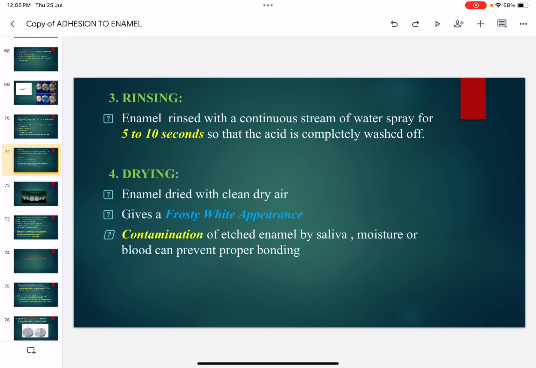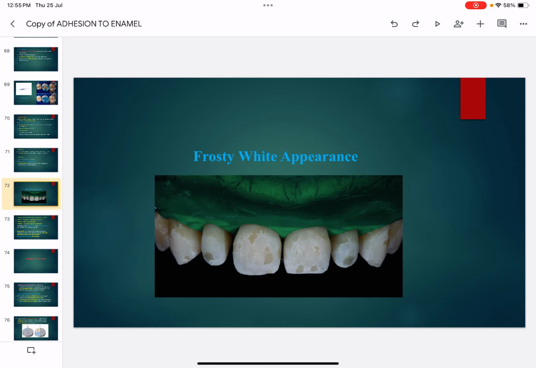This is followed by rinsing with a continuous stream of water for 5 to 10 seconds, followed by drying with clean, dry air, which gives us a frosty white appearance. An important thing to note is that if an etched enamel is contaminated by saliva, blood, or any kind of moisture, it will prevent further bonding and all the etching steps have to be repeated. In this picture, you can appreciate the frosty white appearance seen after etching the tooth surface.